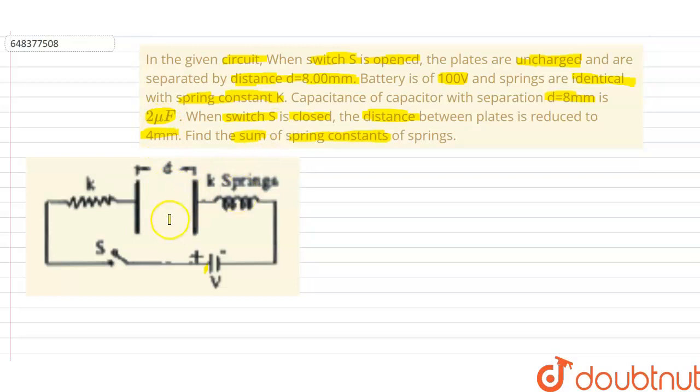Then when the switch is closed, the distance between the plates is reduced from 8 millimeter to 4 millimeter. That means when the switch is closed, the distance will reduce to half. That means D is reduced to D by 2, so the new distance is D dash when the switch is closed. 8 millimeter becomes 4 millimeter. And we want to find out the spring constant sum, that is, the sum of the spring constants of both the springs.